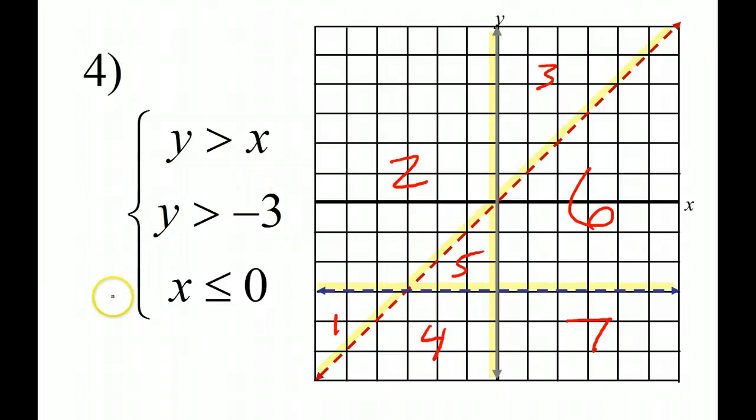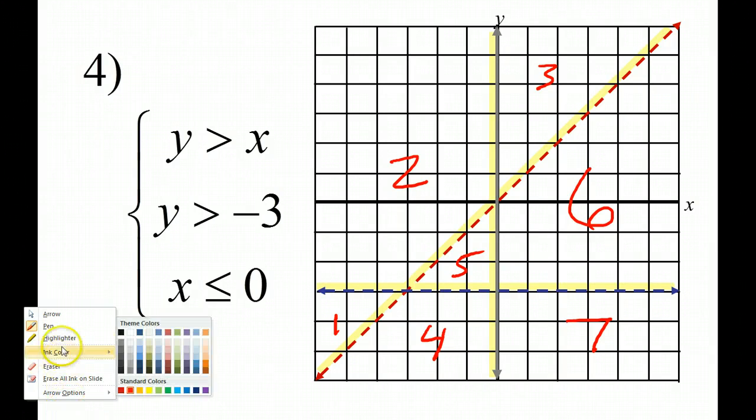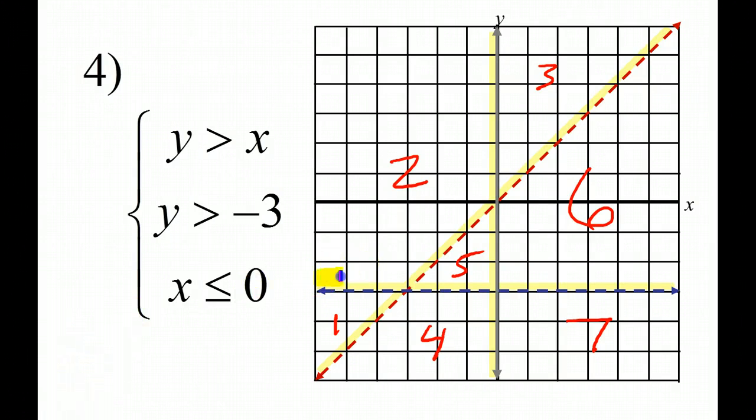Okay? So go ahead and completely shade in zone 2, if you didn't already do it. Okay, so it should be this space. Okay, so your graph should have looked very much like that. Any questions? Okay.